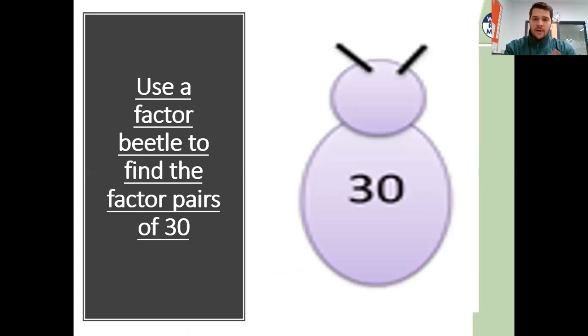Can you use a factor beetle to find the factor pairs of 30? Pause the slide and see if you can have a little go at that. Just work through your times tables. See how you get on.